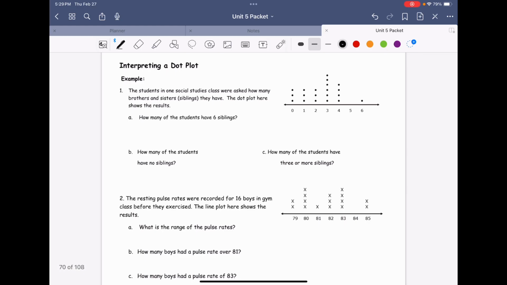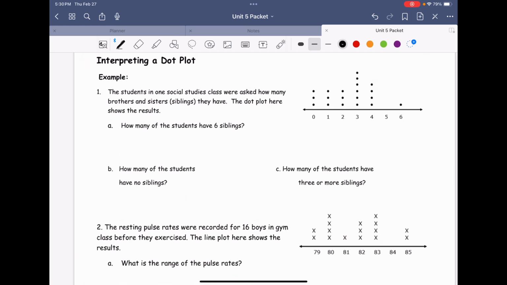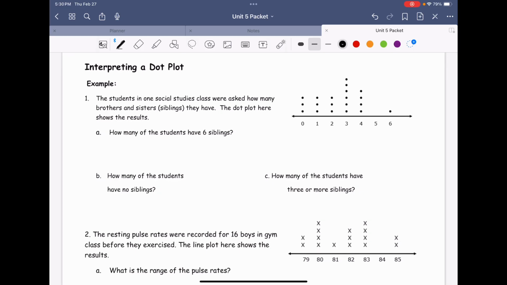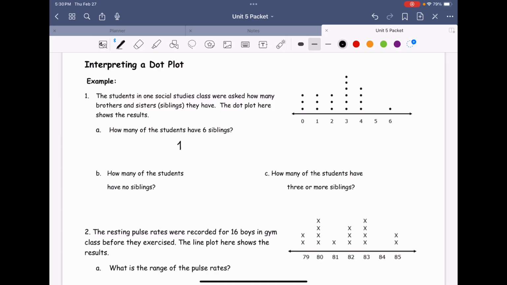It says, the students in one social studies class were asked how many brothers and sisters or siblings they have. The dot plot here is going to show the results. So how many of the students have 6 siblings? I'm just going to go ahead and find 6 on my number line. There's 1 dot there, so that means that there's 1 student that has 6 siblings. B, how many of the students have no siblings? So I'm going to go to my number line, find 0, count my dots, 1, 2, 3. So 3 students have no siblings.